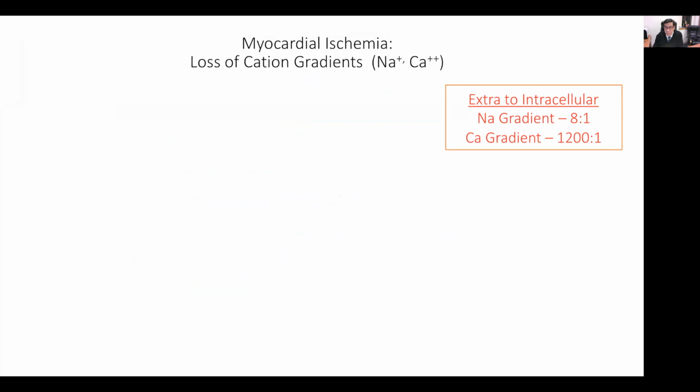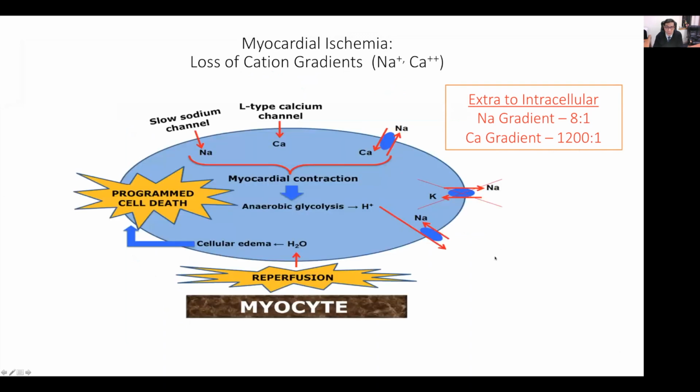Well, the main problem that occurs is that you lose the ion gradients that occur between the extracellular space and the intracellular space. There's a huge gradient of sodium. 8 times more sodium outside the cell than inside the cell. But the one that does the most damage is calcium. There's 1,200 times more calcium outside of the cell than inside of the cell. So there's a mechanism for maintaining the calcium levels extremely low.